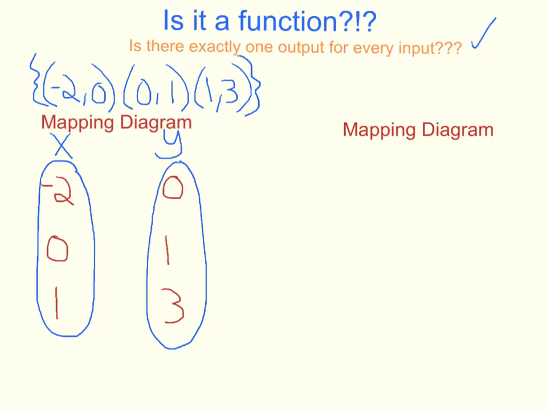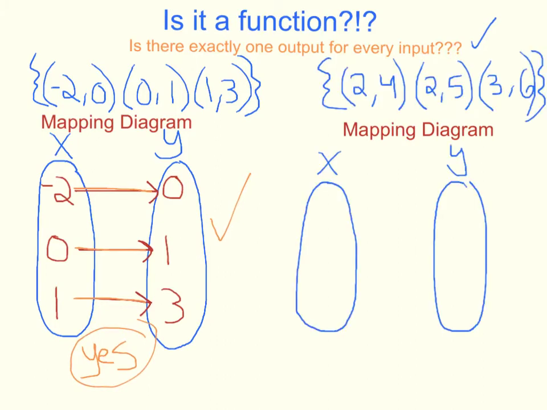So -2 matches up with 0, 0 matches up with 1, and 1 matches up with 3. Look at your inputs. This input has one output. This input has one output, and this input has one output. Every input has exactly one output, so this meets our definition. Yes, this represents a function.